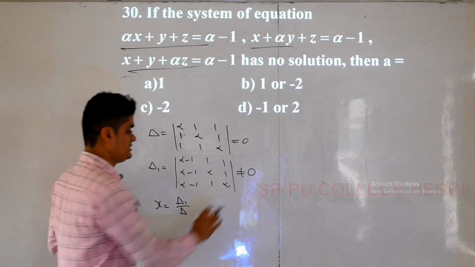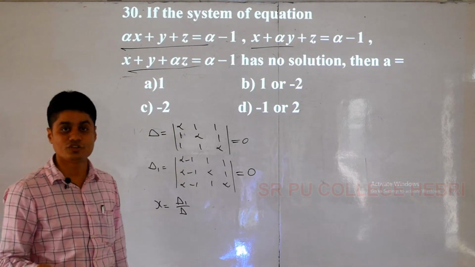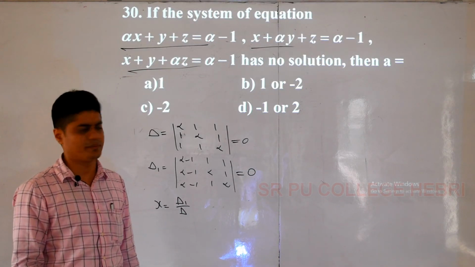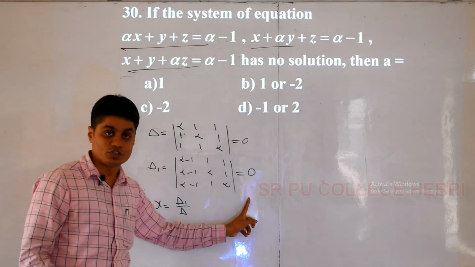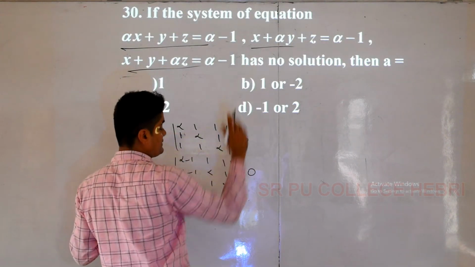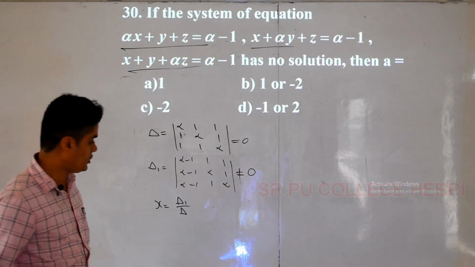Now suppose delta 1 is also equal to 0, then what is the answer? Is it that the equation has no solution? No, solutions exist. How many? Infinitely many. I hope you remember that. If both are equal to 0, then there are infinitely many solutions. That case is not there here. So strictly delta is equal to 0, delta 1 is not equal to 0.